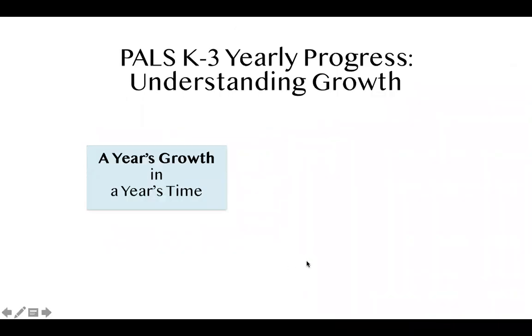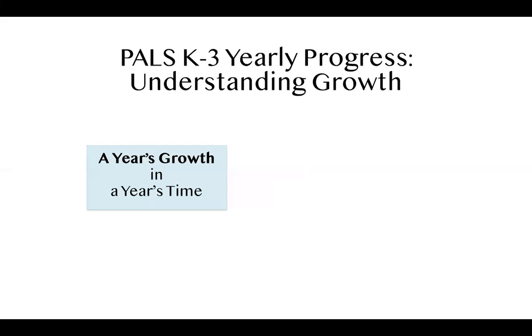All right, so when we come to mid-year and have this data available to us, we need to think big picture about growth. And when we talk about growth, we want all students to make a year's worth of growth in a year's time, right? That's the goal for every student that walks in our door.